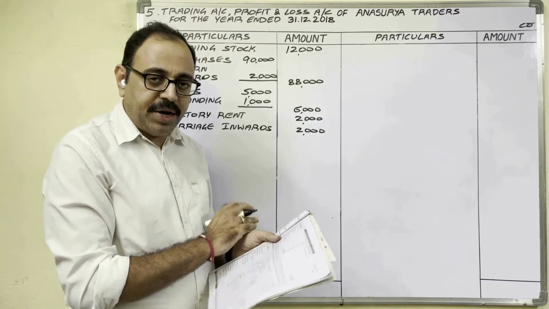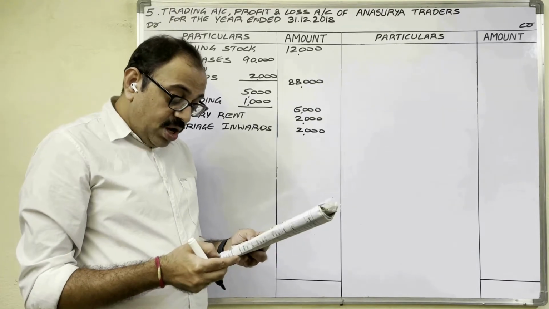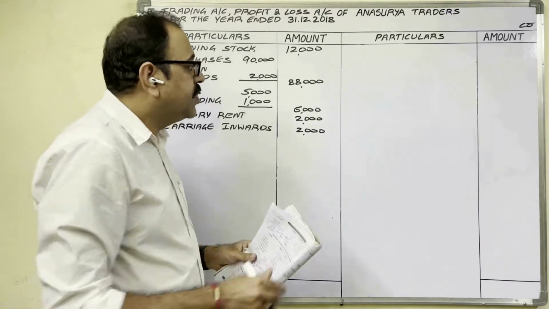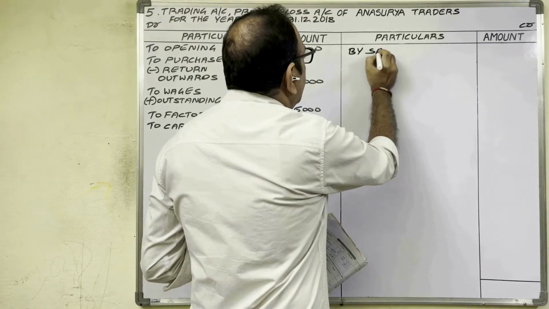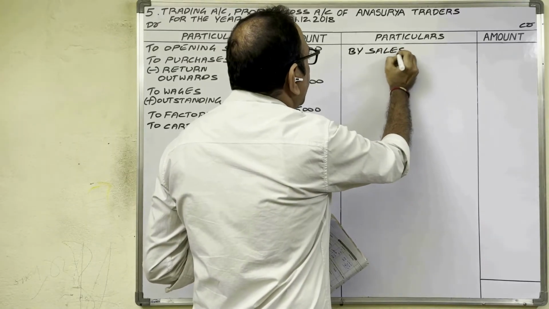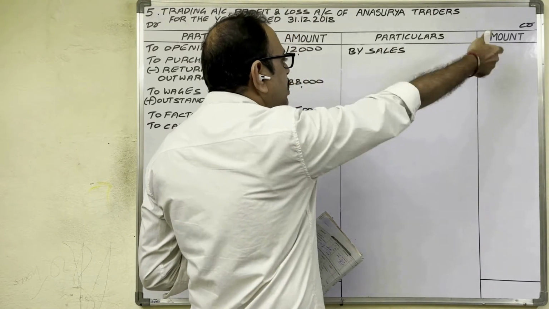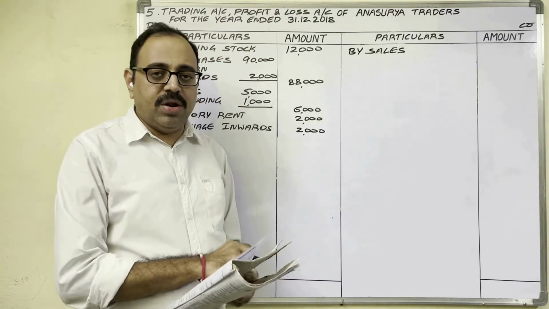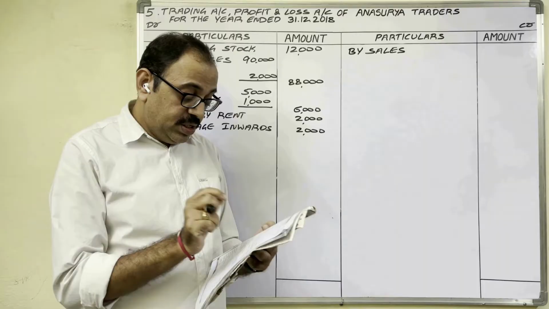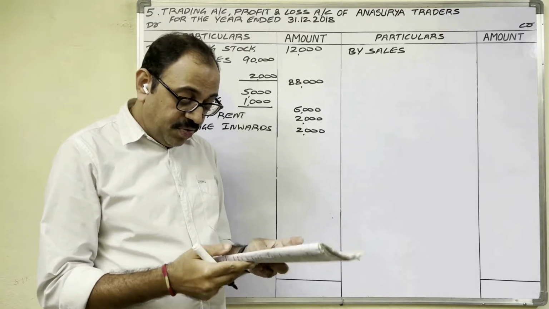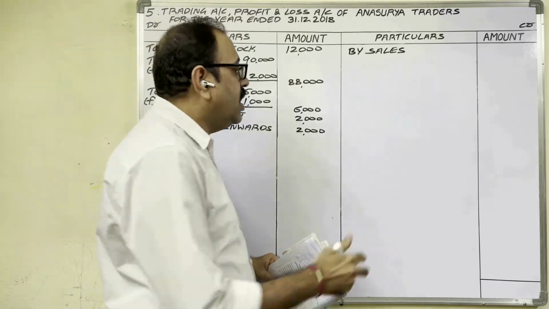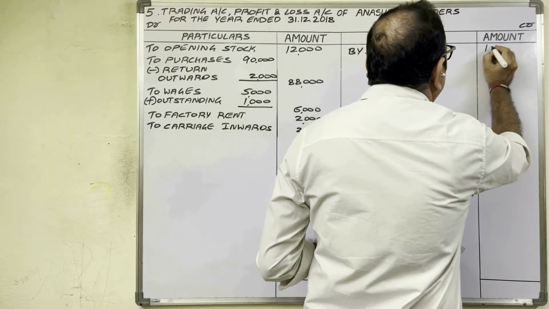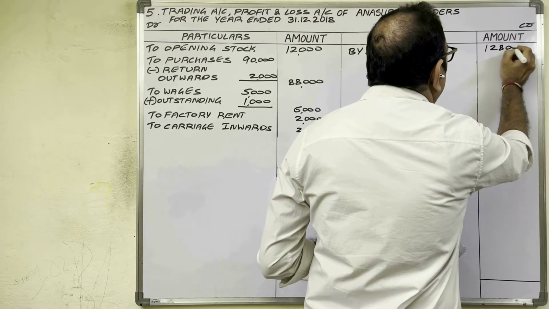Debit column completed. Come to credit. Only one amount, sales. On the credit side we have to write it. If sales returns are given, write the sales amount in the inner column, otherwise directly in the outer column. Sales returns will be given in the debit column. See the debit column? Sales returns are not given. Therefore, the sales amount 1,28,000 rupees we write in the amount column.